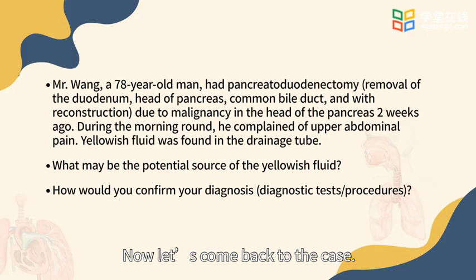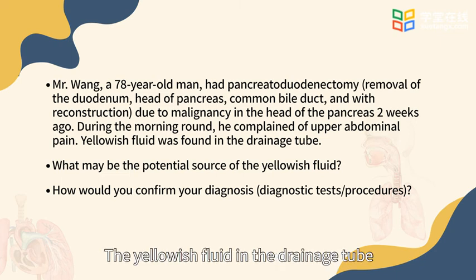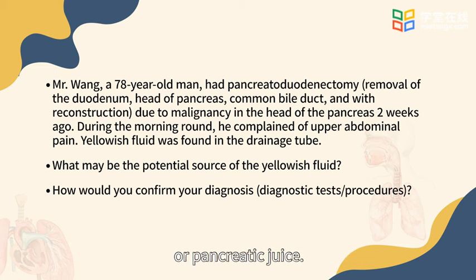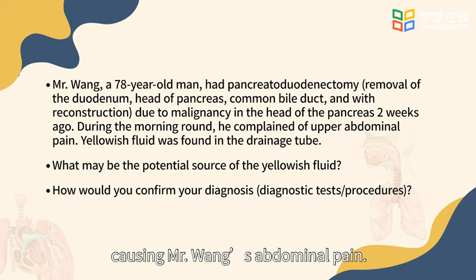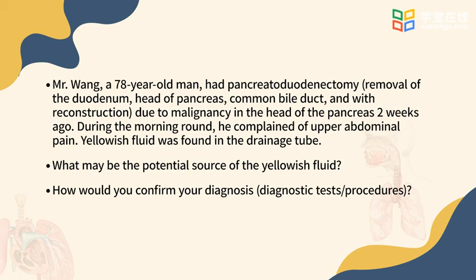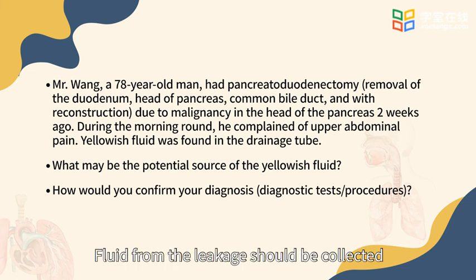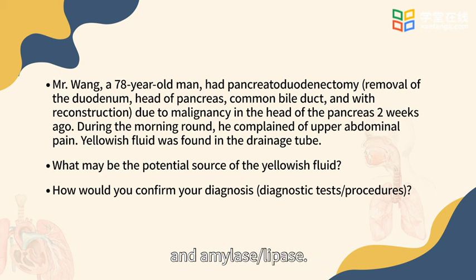So now let's come back to the case. Mr. Xu was at 2 weeks after his surgery. The yellowish fluid in the drainage tube might be from the leakage of bile or pancreatic juice. Bile or pancreatic juice is highly irritating, causing Mr. Xu's abdominal pain. Fluid from the leakage should be collected and analyzed for bilirubin and amylase or lipase. Now, a question for you. How would you treat the patient with such leakage?